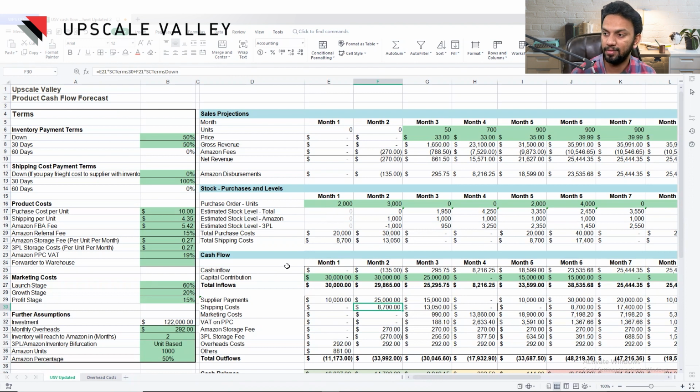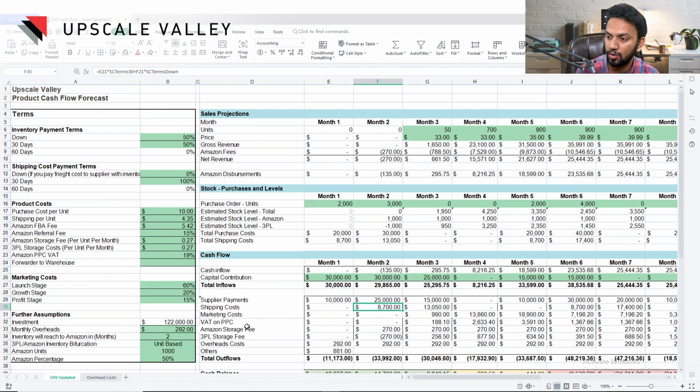So that's the precise detail which, thanks to Mr. Abubakar, finance manager of the Upscale Valley, our Amazon service agency, who has helped me in building up each and every thing, and we can have a detailed eye on the cash flow, how things are going to proceed, and will our cash flow or the investment we have be enough or not, and will it be worth doing this product or not. These two questions can easily be answered by going through this sheet in detail.